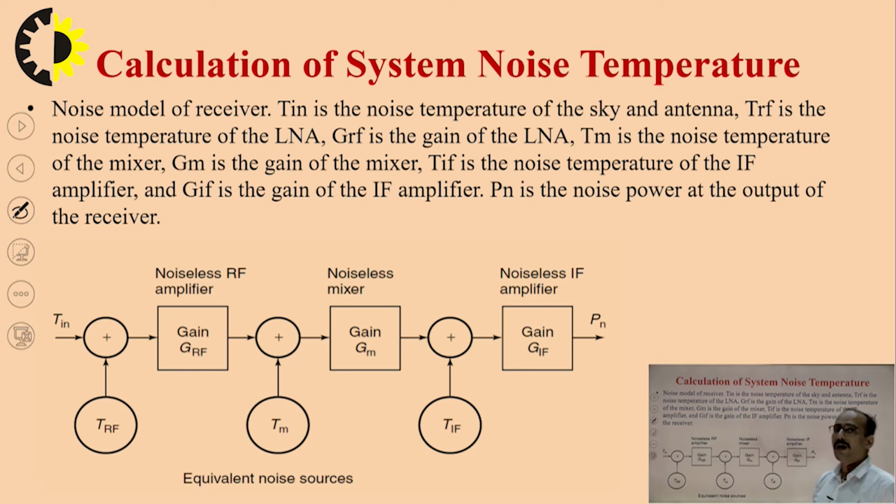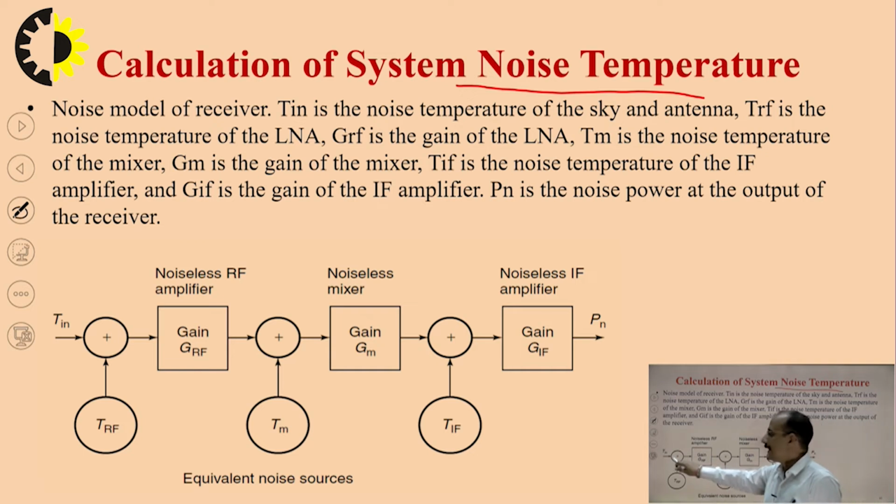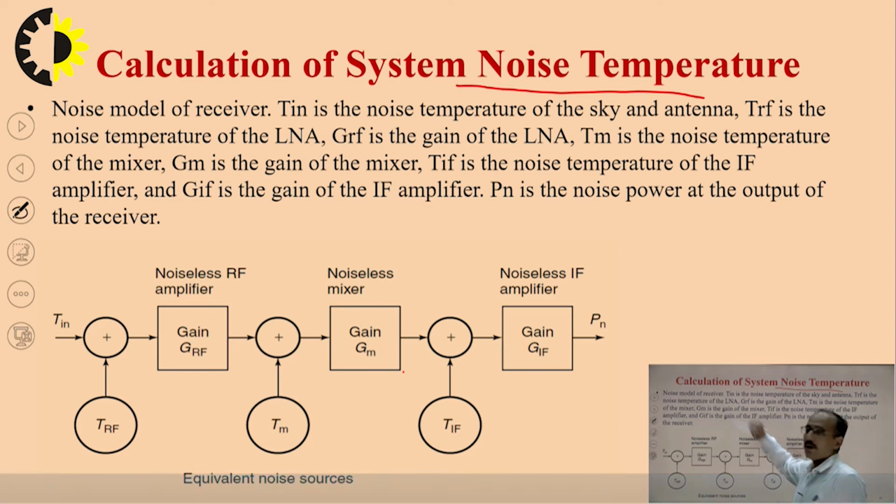Means you have to calculate the system noise temperature, as if Tin is the temperature, TRF is another one, gain is the first stage, then the noiseless mixer stage, noiseless intermediate frequency amplifier stage. Each stage is adding its equivalent noise source. So all these gains are going to be considered here. Means noise model of the receiver.